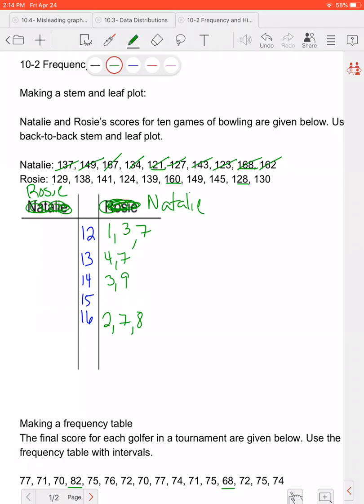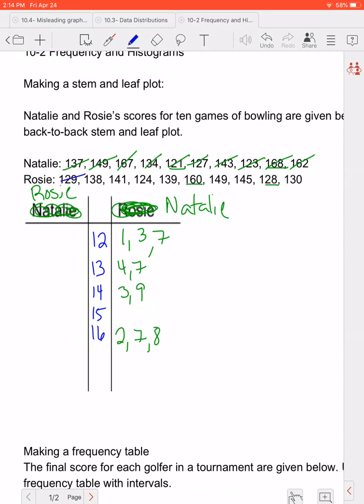Now we're going to do Rosie, and I'll do a different color for Rosie. So again, I'm going to do 129, and what I might do is write this 9 a little bit later, just so I have room in case I need to fill that in. 138, and 8's a little bit bigger, so we're going to go that way. 141, that's probably going to be pretty close. 124 is 4. Now you could go about and find all these numbers in order if you'd like. I just like being able to cross them off so that way I know I'm not messing something up.